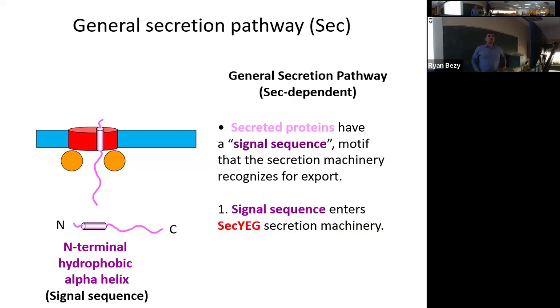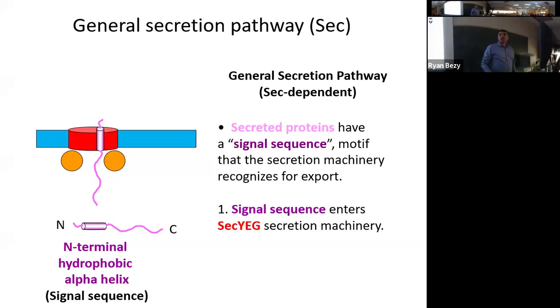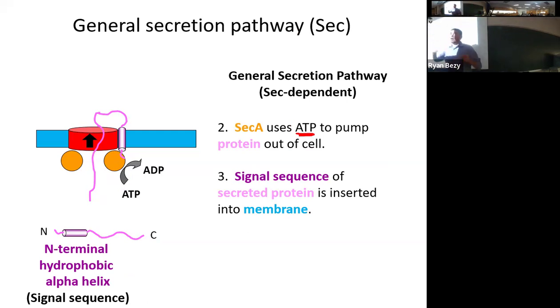So that signal sequence is going to enter into the SecYEG secretion system. So it goes through, if it's present. Once it's docked, that kind of opens up the pore. SecA is going to use ATP hydrolysis as a source of free energy. So the energy source for this one that does secretion is ATP, and that ATP energy source is then used to pump the protein out of the cell.